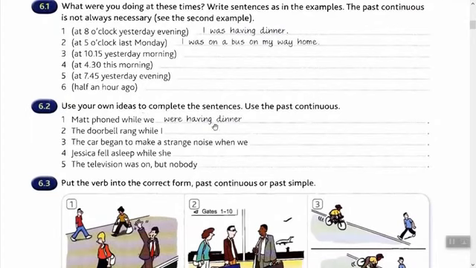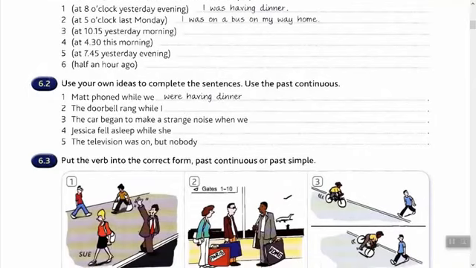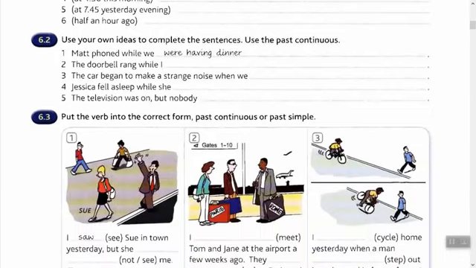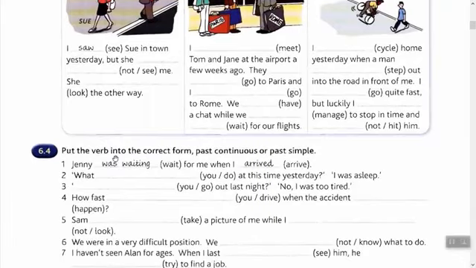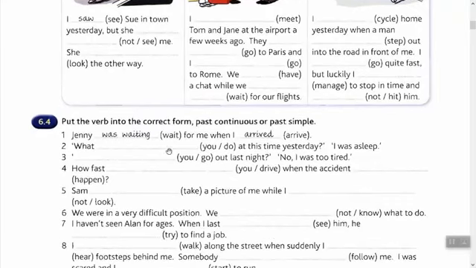Use your own ideas to complete. Use past continuous, for example: Matt phoned while we were having dinner. The doorbell rang while I was praying, while I was eating, while I was reading, while I was teaching, and so on. You can complete it yourself. Also some more examples. Put the verb in the correct form, past continuous or past simple, whichever suits, by reading from the context of the sentence.